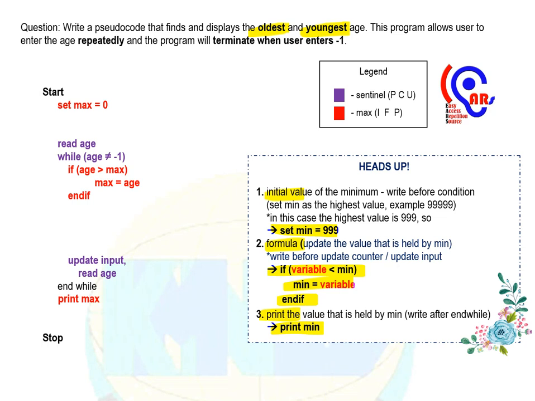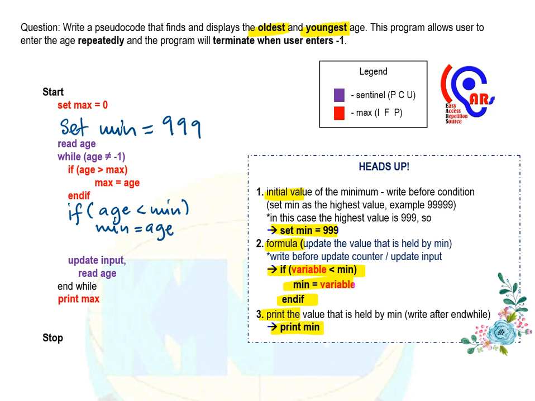First, initialization. So I can write it in this way. You must set the initial value of the minimum to the highest value. In this case, I set min to 999. Second, write the formula that is used to find the minimum value. Therefore, the formula is if age less than min, min equal to age.